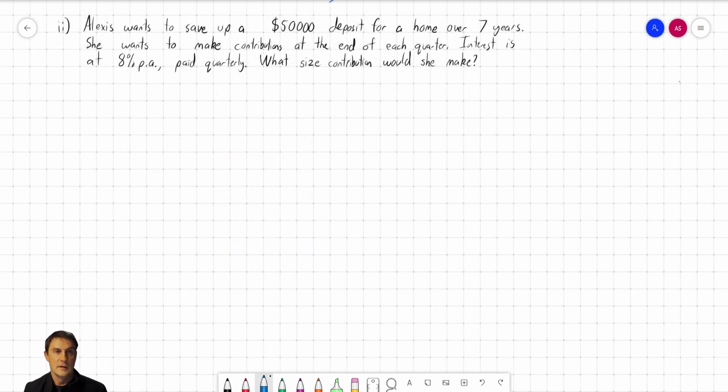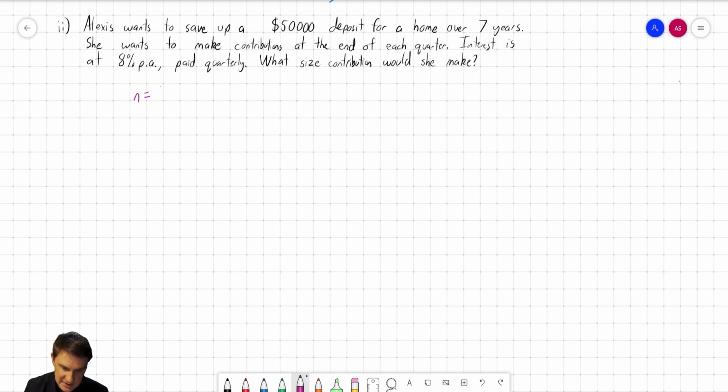Now, in this next example, we're told that Alexis wants to save up a $50,000 deposit for a home over 7 years. She wants to make contributions at the end of every quarter, and interest is at 8% per annum, paid quarterly. What size contribution should she make? Now, first things first, we need to understand the number of time periods that we've got here. In this case, it's not actually 7 years because she's making those contributions at the end of every quarter. Now, there are 4 quarters in a year.